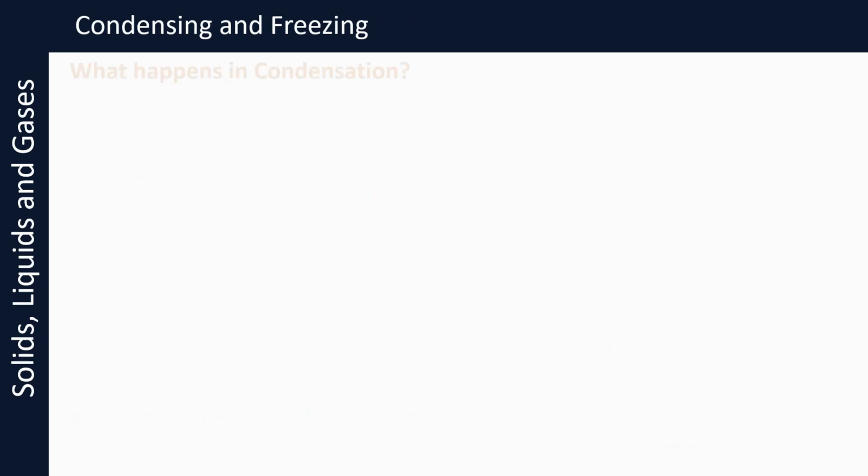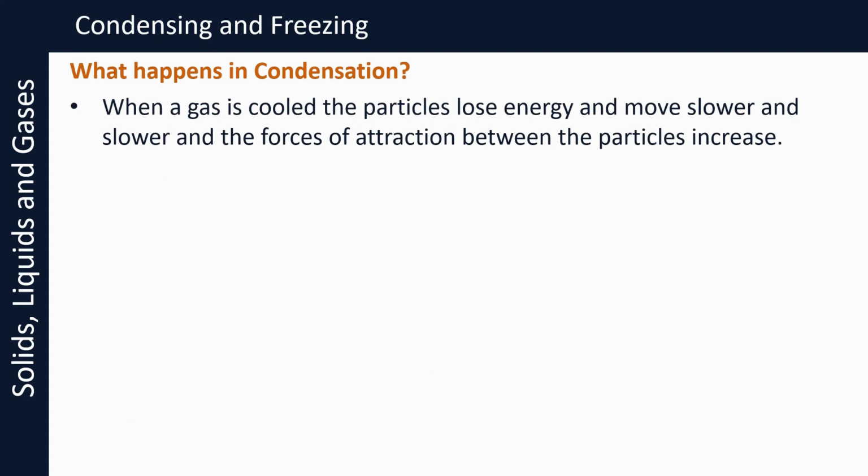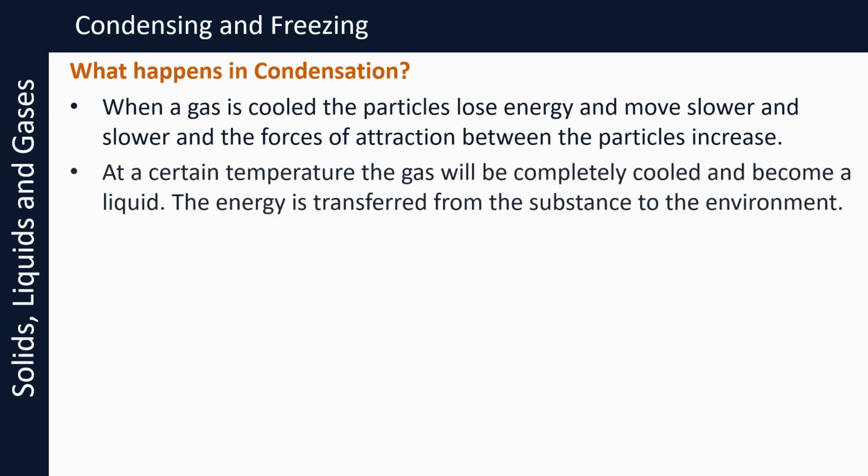What happens in condensation? The particles in a gas are far apart from each other. When a gas is cooled, the particles lose kinetic energy and move slower and slower. The forces of attraction between the particles increases as they come closer, and they slide over each other. At a certain temperature, the gas will be completely cooled and become a liquid. This physical change is called condensation.